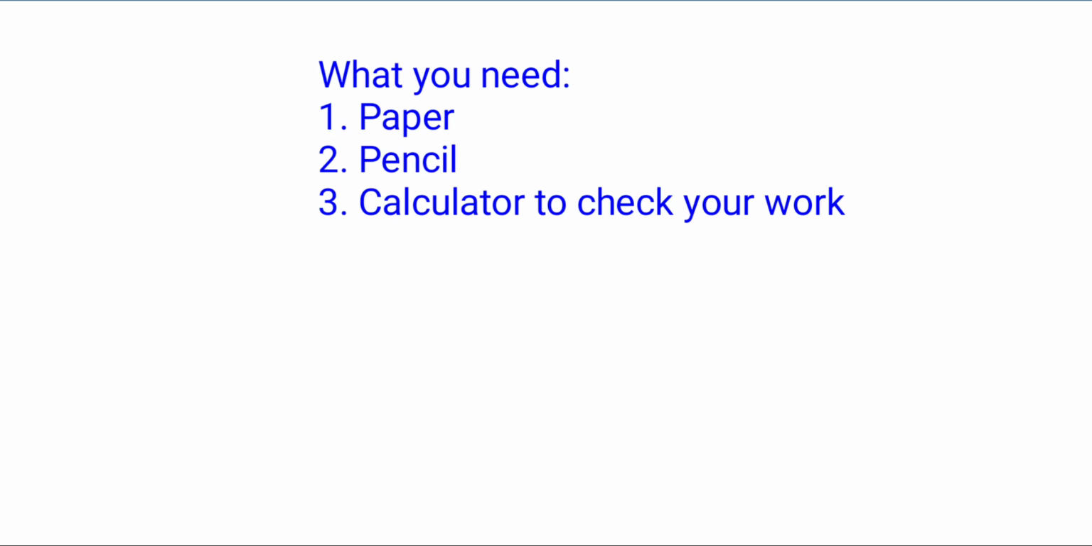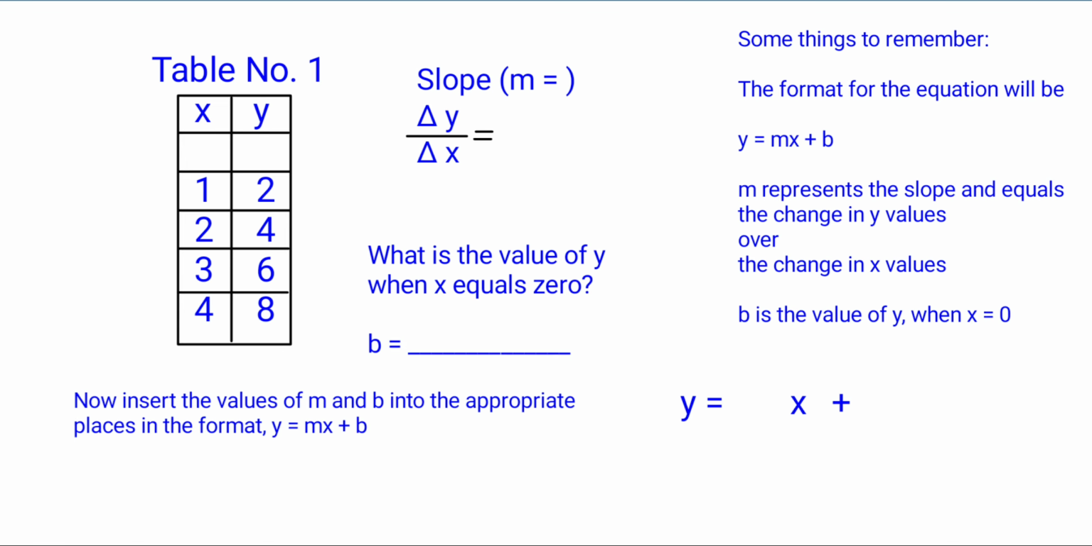Things you'll need: some paper and a pencil. That's the minimum, because it's always helpful to actually write things down when you're learning something, because it helps the learning process. And if you want to check your work, you can use a calculator for that. That's always very helpful. So let's begin.